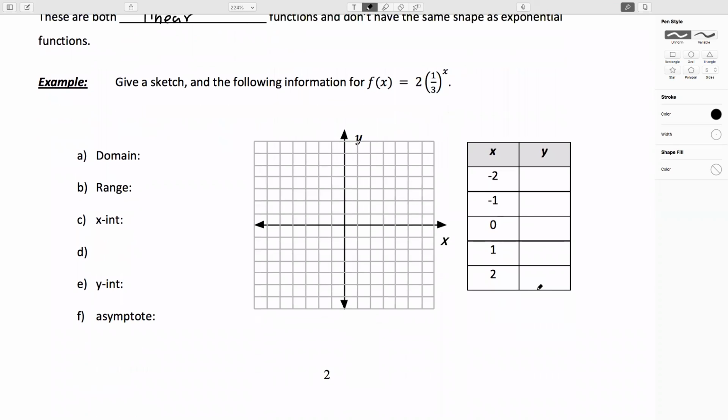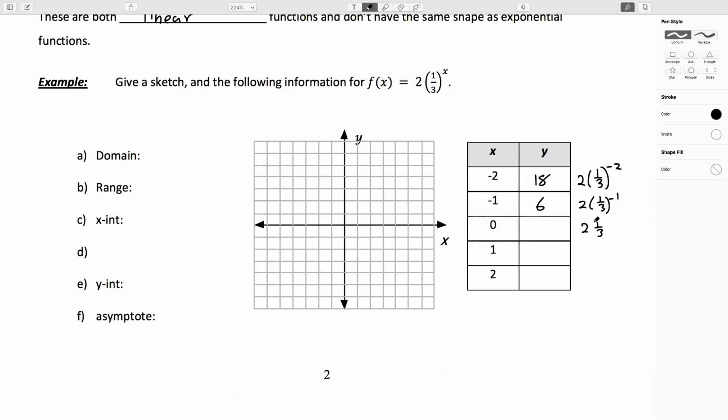2 times 1/3 to the x. So this one you're going to have to put in your calculator, and you're going to have to just plug some different values of x into the function to get your y value. So we'll go through the first one. This will be 2 times 1/3 to the -2. And you're going to end up with 18. And next one will be 2 times 1/3 to the -1. You'll be left with 6.